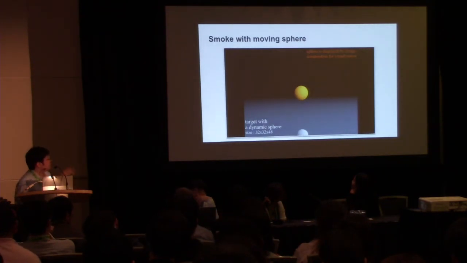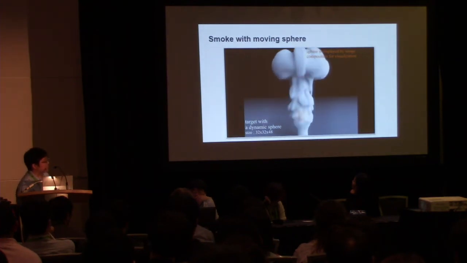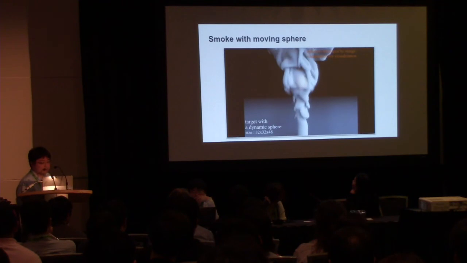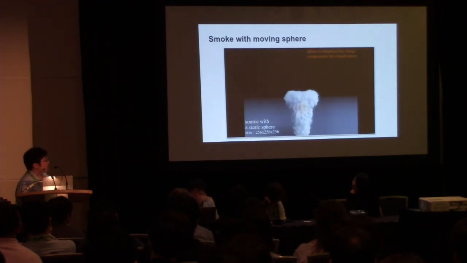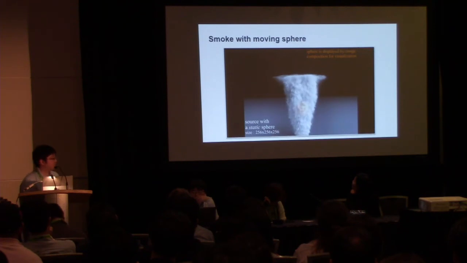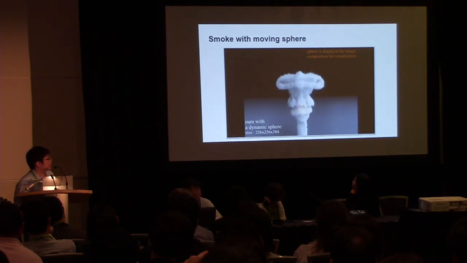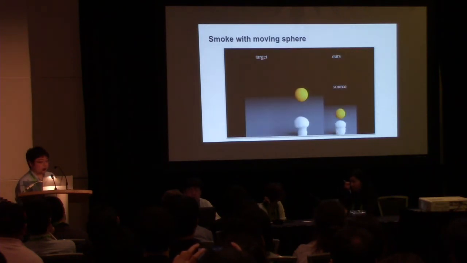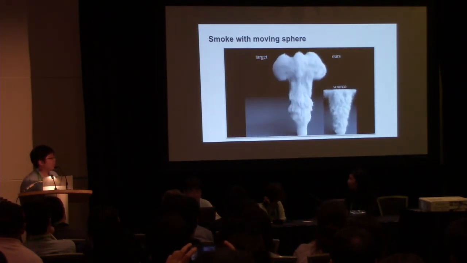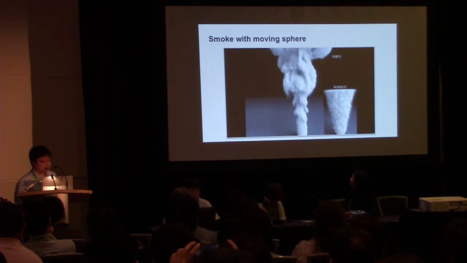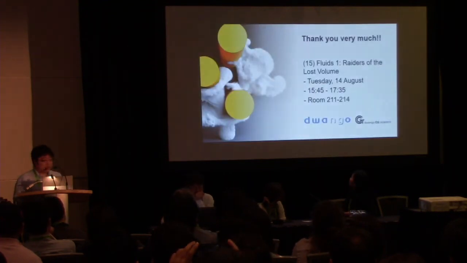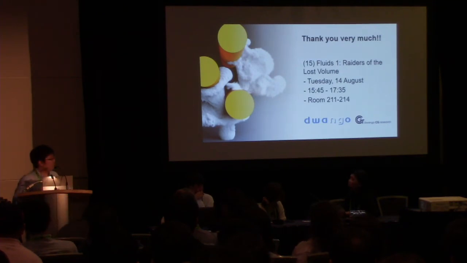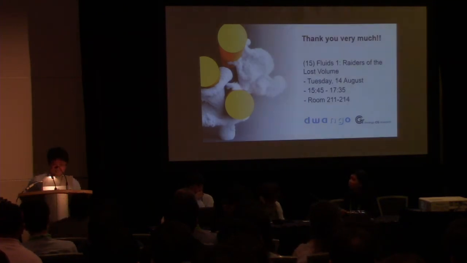And next is a smoke with a moving sphere. This is a low resolution flow with a vertically moving sphere. And this is a high resolution flow with a static sphere. And this is a synthesized result. So in this difficult situation, our system can also transfer the detailed motion. Okay, that's it. Thank you for your attention. And again, for more details, please come to our talk. Thank you.